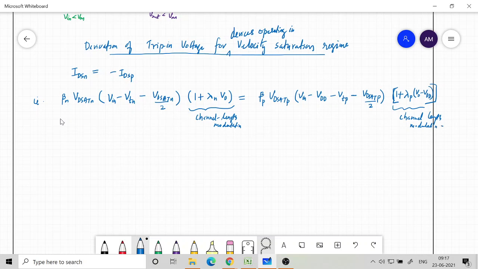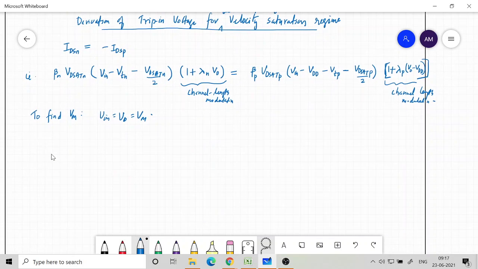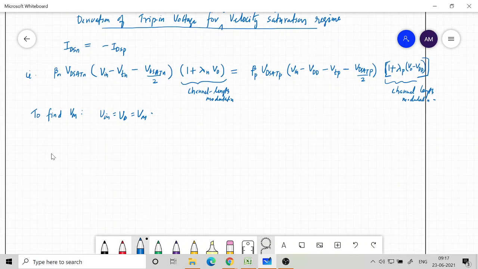Okay, so now to find Vm, what we do: Vm is such a voltage that when you apply it at the input, we will get V out also as the same. That's the definition of Vm, where the seesaw is getting balanced. So wherever V in and V out come, you put Vm there.